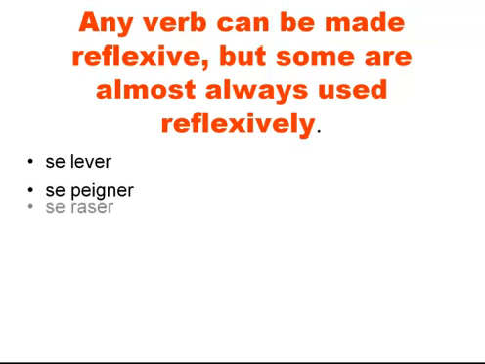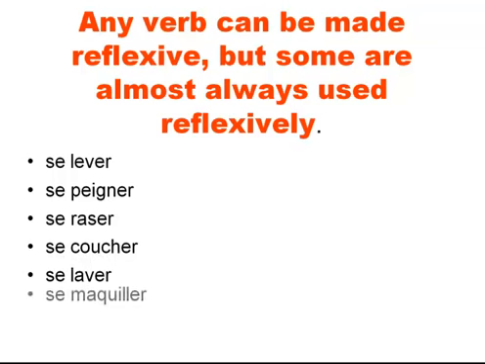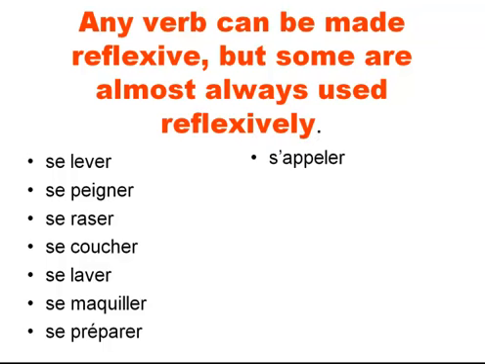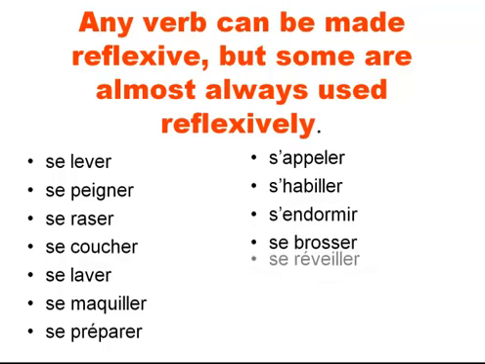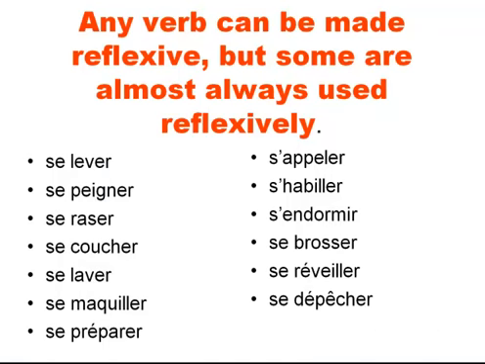If you look at this list, many of these are verbs that we have already put on our vocab list, or verbs that we will have on our second vocab list for the chapter. And all of these are verbs that would be used in order to talk about what we do to get ourselves ready throughout the day. So they're verbs that talk about our daily routine. So I'll go through the meaning of these, although you have most of them in your vocab list already. But se lever is to get up, to get oneself up. Se peigner is literally to comb oneself, but of course you're meaning les cheveux. Se raser, to shave. Se coucher, to go to bed.